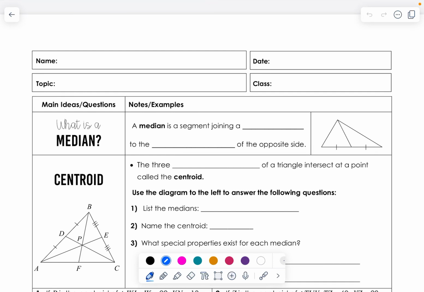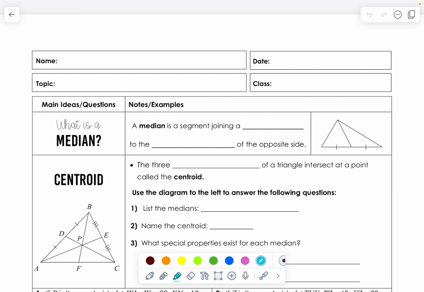Right, today we are going to look at our last measure of central tendency in a triangle, and that is the centroid: medians and centroids. But before we get to that, I have a question for you.